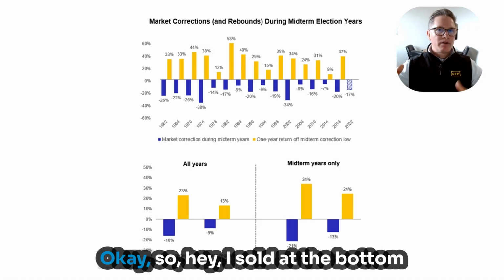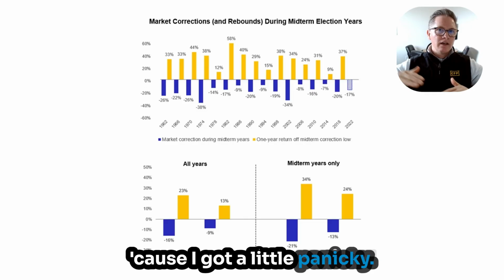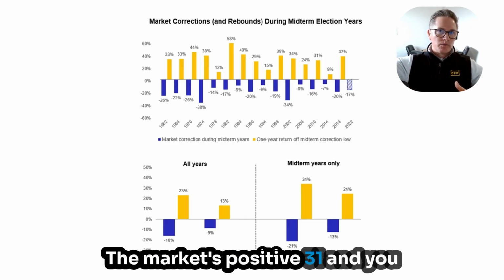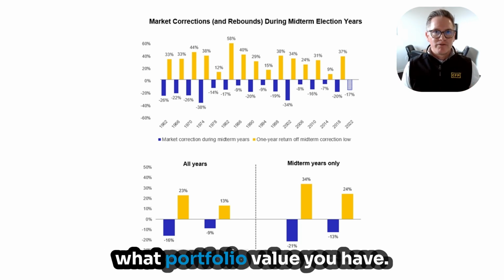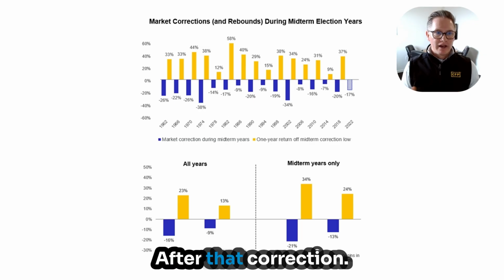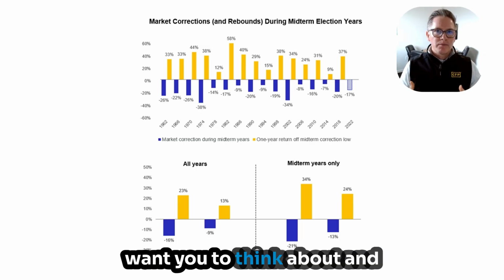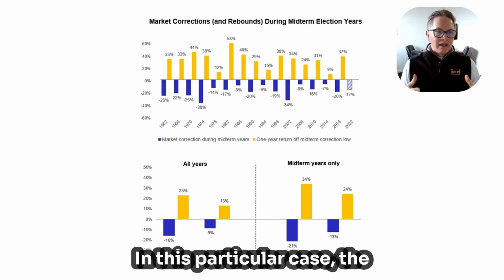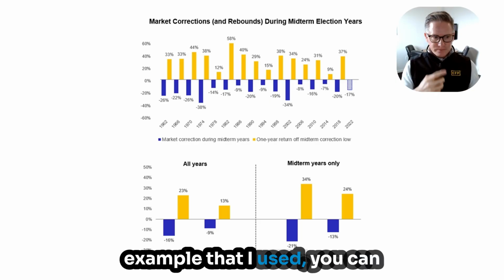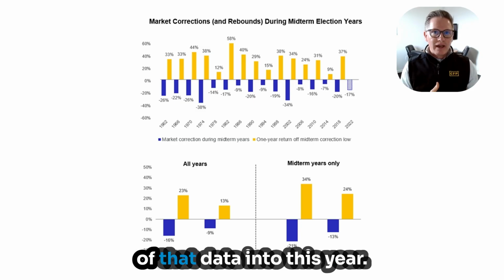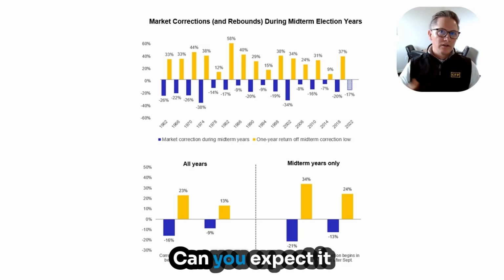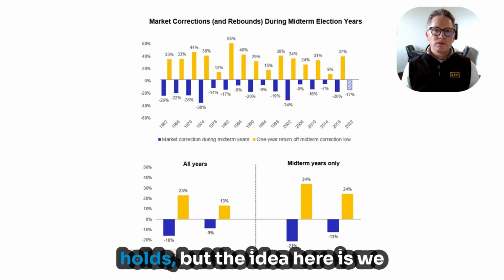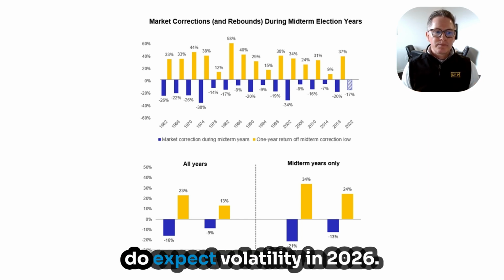So think about that gap, okay? So, hey, I sold at the bottom because I got a little panicky. 1 year later, the market's positive 31, and you sold on the bottom down 16. Well, that's a huge difference in what portfolio value you have after that correction, okay? And this is what we want you to think about and why you shouldn't panic. In this particular case, the example that I used, you can extrapolate some of that data into this year. Okay, what if the market at some point in 26 is down 16%? Can you expect it to be up next year? Who knows what the future holds, but the idea here is we do expect volatility in 2026, okay?